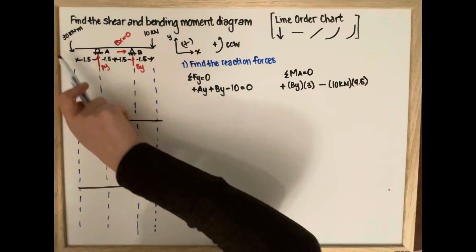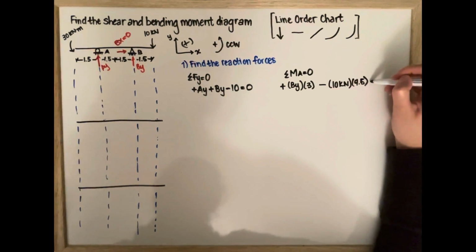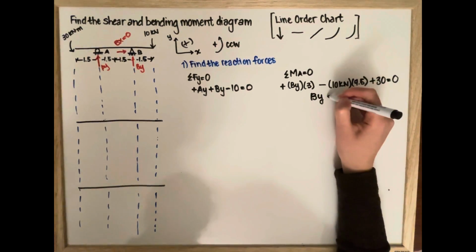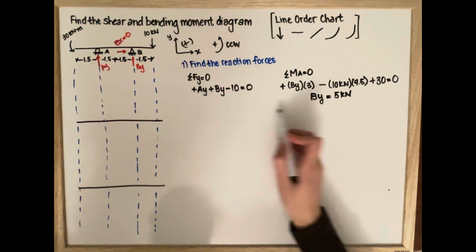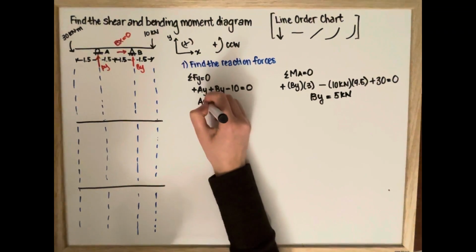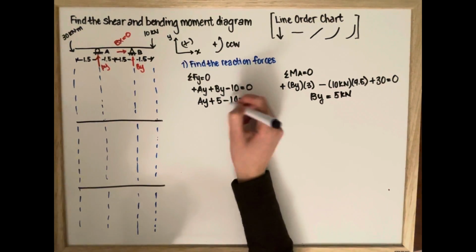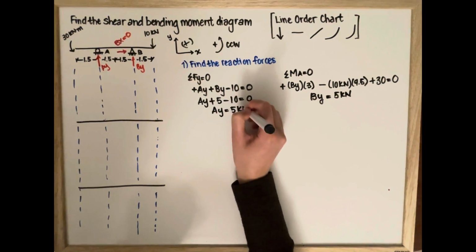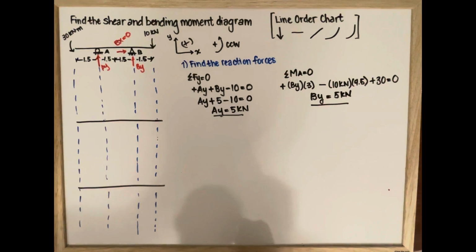And then we also have this external moment, which is going in the counterclockwise direction, and this will be positive 30, equals 0. And BY equals 5 kilonewtons. We're going to use this value and plug it into this equation and solve for AY, which will equal 5 kilonewtons. Now that we have our reaction forces, we are ready to draw our shear and bending moment diagram.